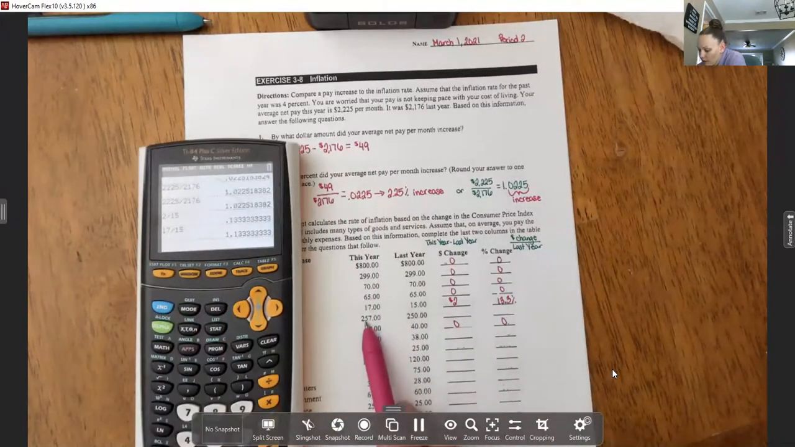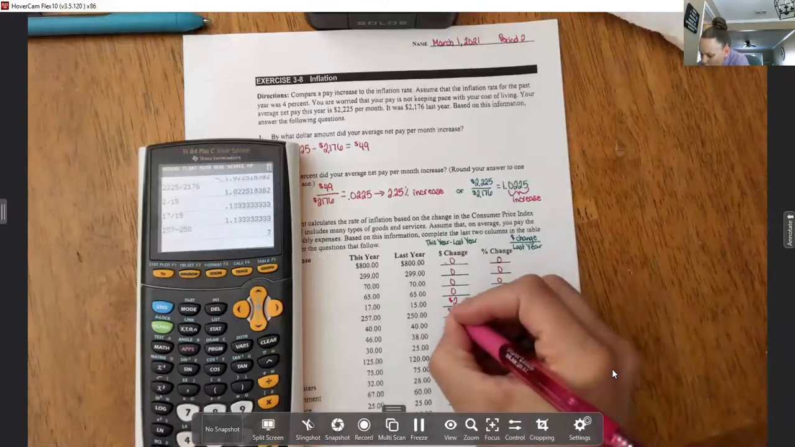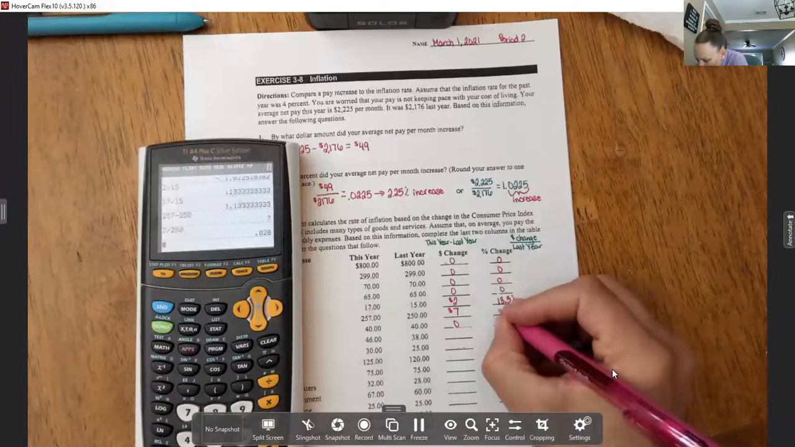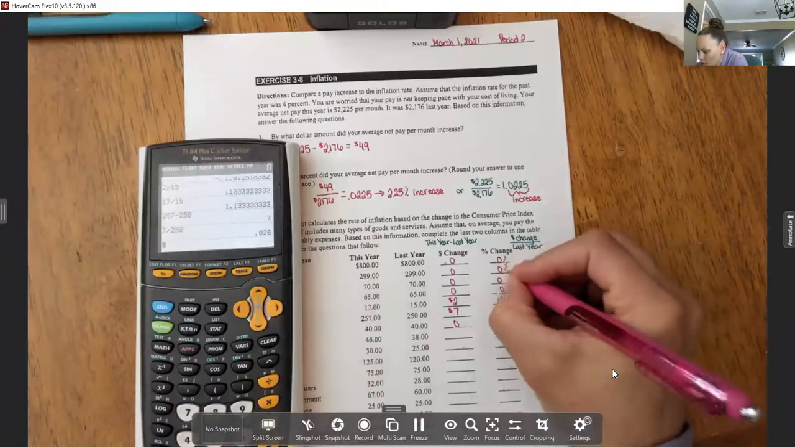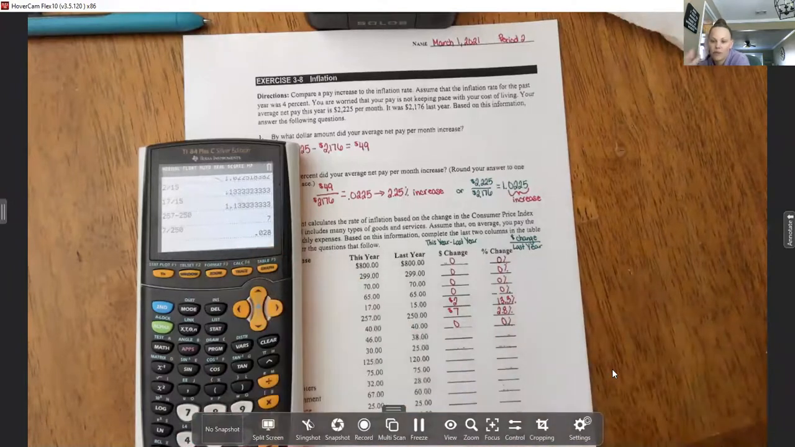Here, $257 minus $250 is a $7 increase. And so then we do our $7 increase divided by the original amount of $250. So this is 2.8%. Remember, you always move the decimal 2 places to the right.